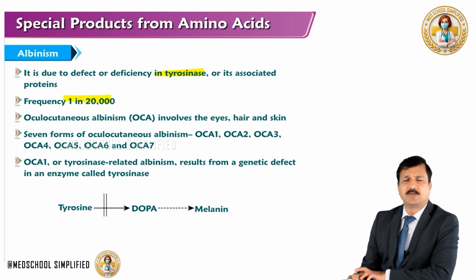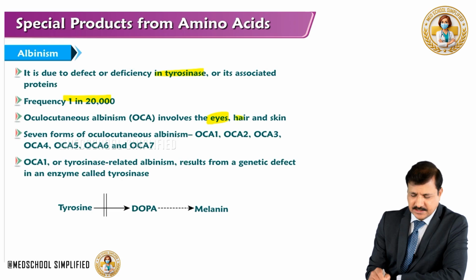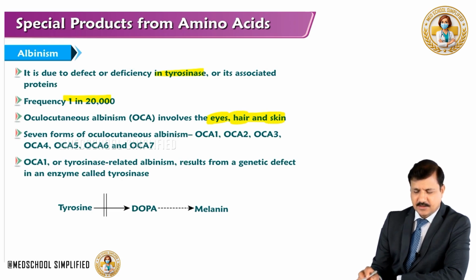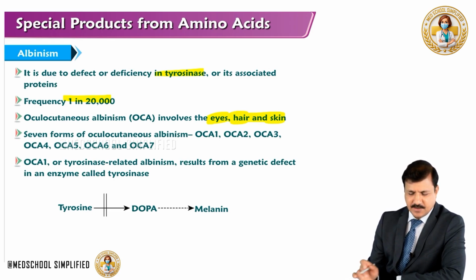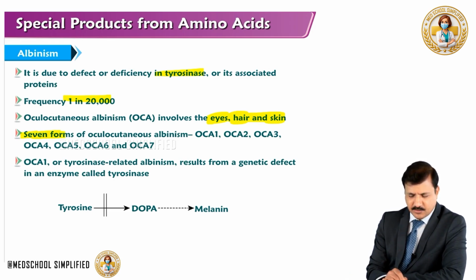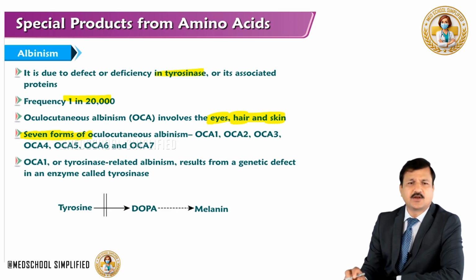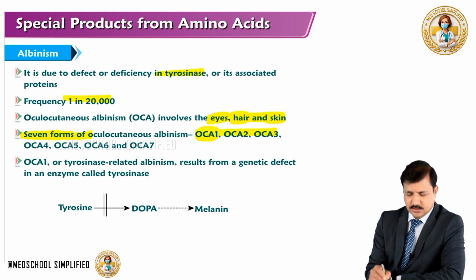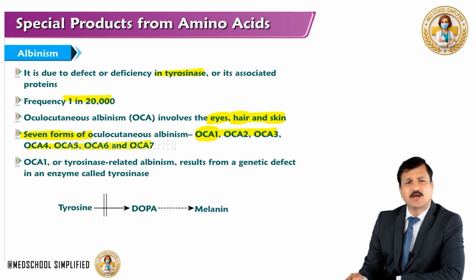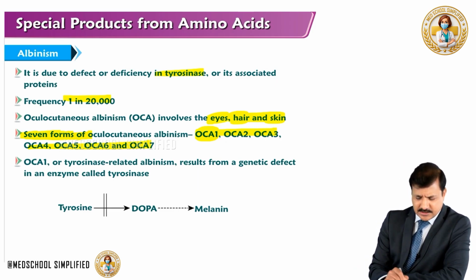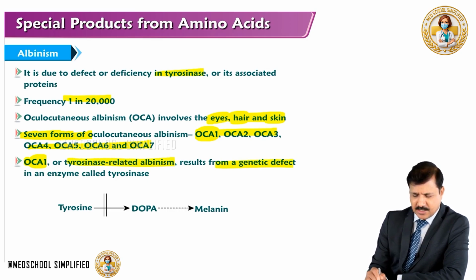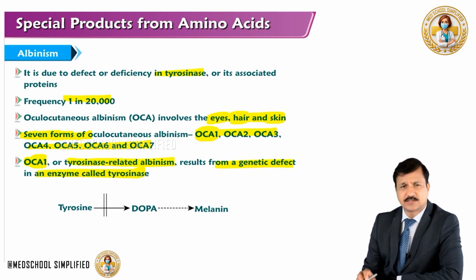Oculocutaneous albinism involves the eyes, skin and hair. Furthermore, there are 7 forms of oculocutaneous albinism, which can be divided into OCA 1 to 7. Out of these, oculocutaneous albinism type 1, which is a tyrosinase related albinism, results from a genetic defect in the enzyme called tyrosinase.